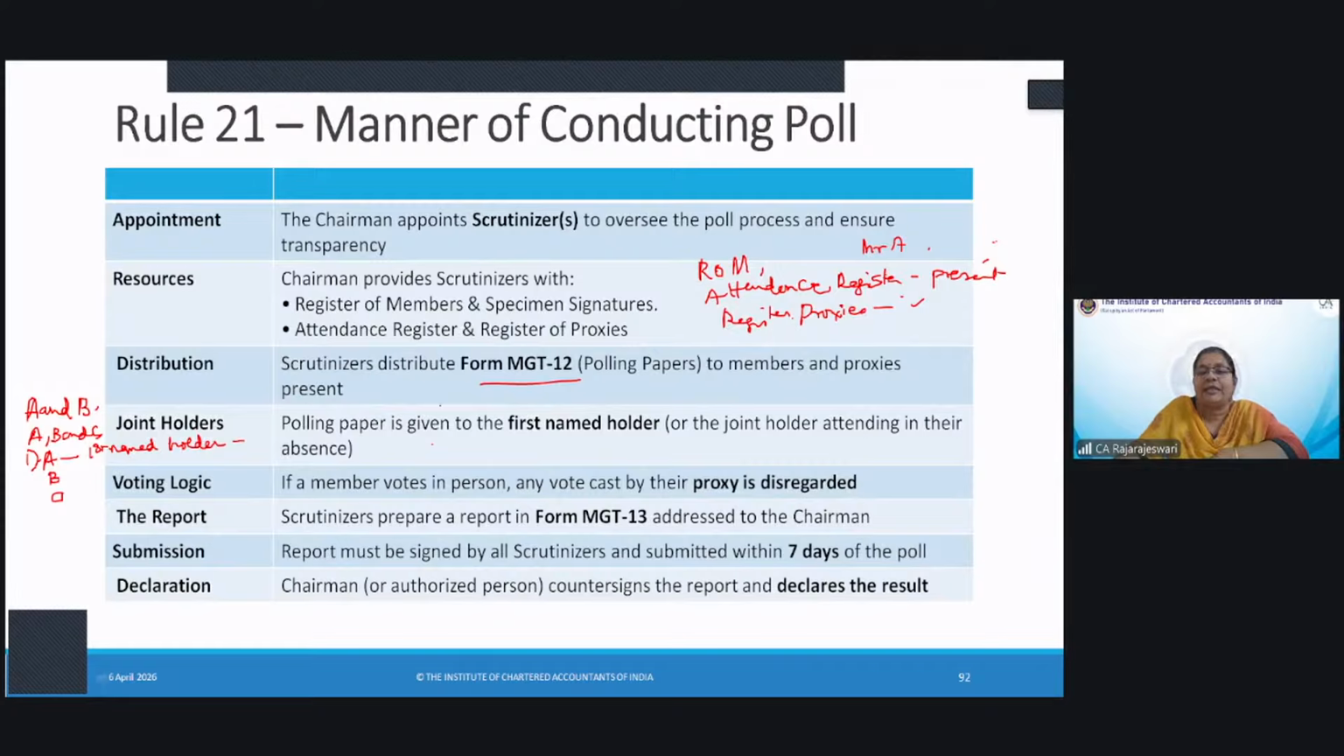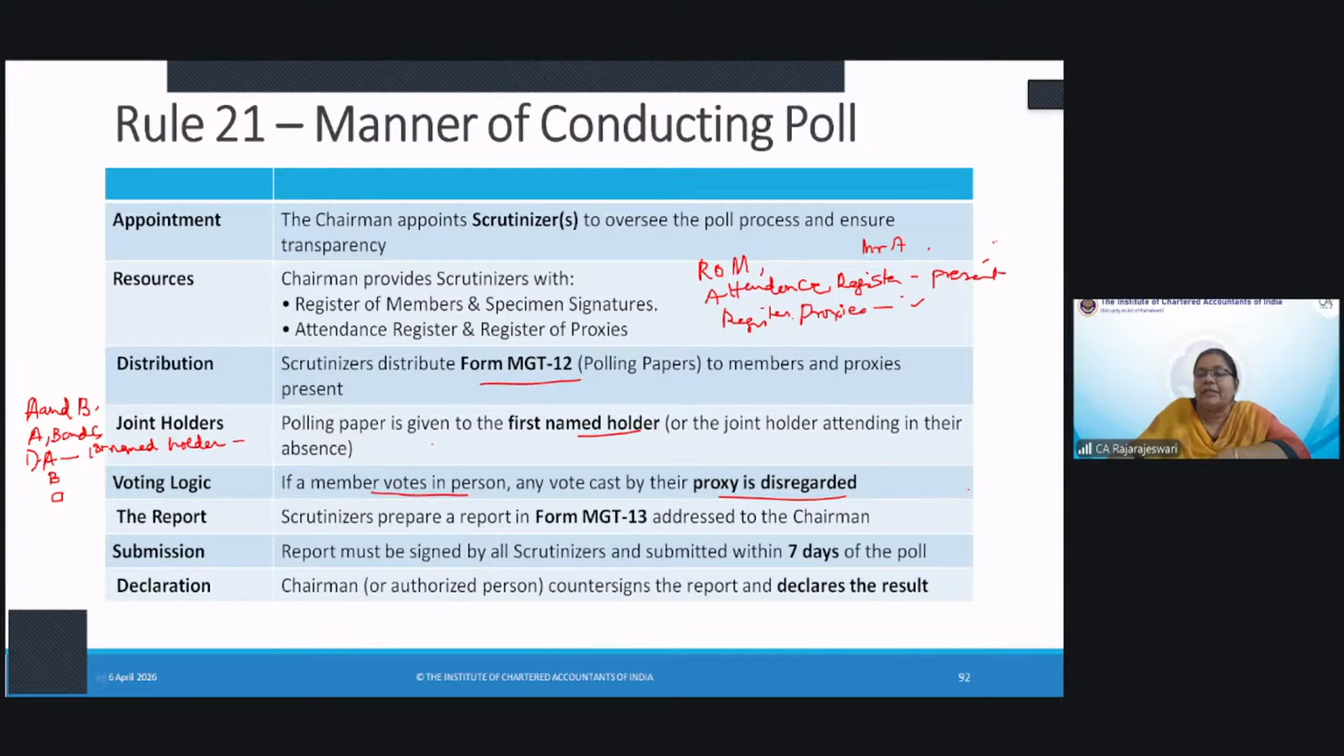If A is not there, then B or C can also attend. One of them can put their vote, because that is treated as only one member, since they are holding it together. So only one of them can vote. Generally the polling paper is given to the first named holder. That is the concept. Then, if members vote in person, then the proxy is disregarded.